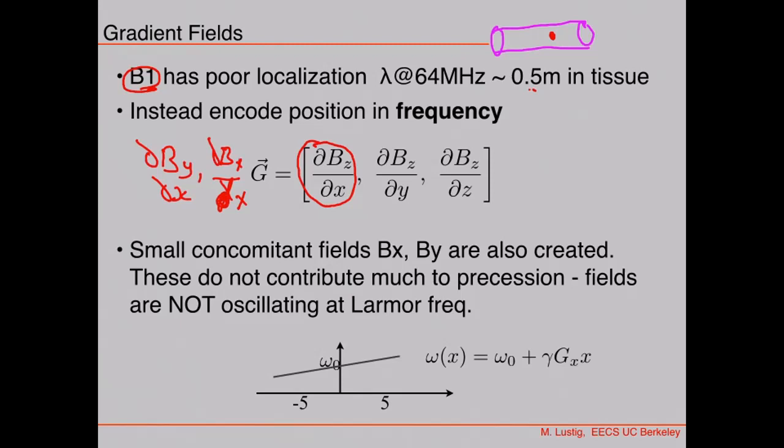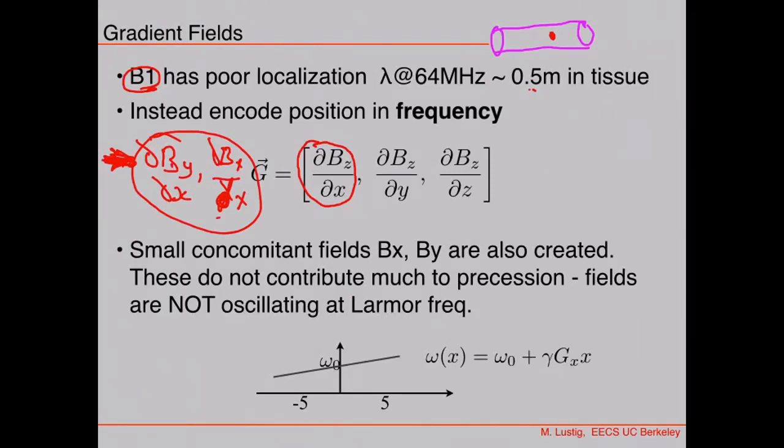But those are constant fields, and they're not contributing to precession, so they're not a problem. They're very small and they're almost not an issue whatsoever. These are called concomitant fields, and if B0 is large enough, then they turn out to be negligible. We're going to talk about concomitant fields a little bit further when we talk about artifacts and imperfections. So we'll get to that.